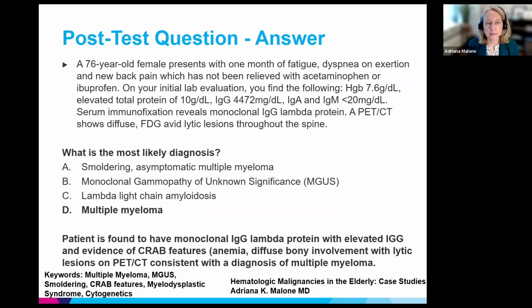And so the answer is multiple myeloma. The patient is found to have monoclonal IgG lambda protein with elevated IgG and evidence of CRAB features: anemia, diffuse bony involvement with lytic lesions on PET-CT, consistent with a diagnosis of multiple myeloma.